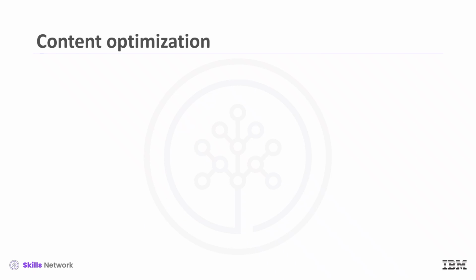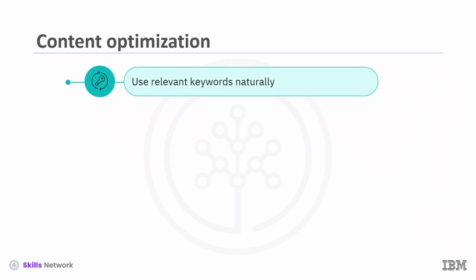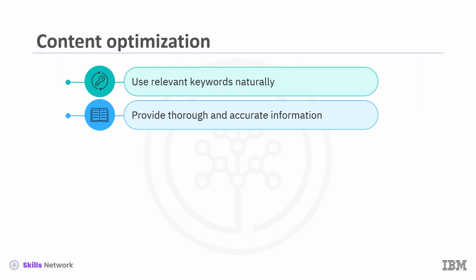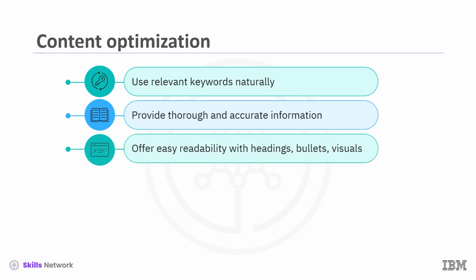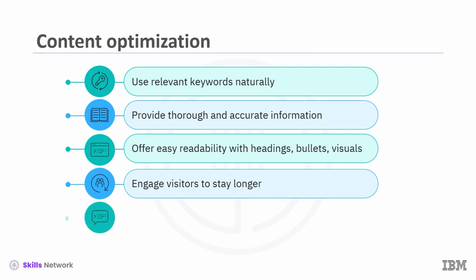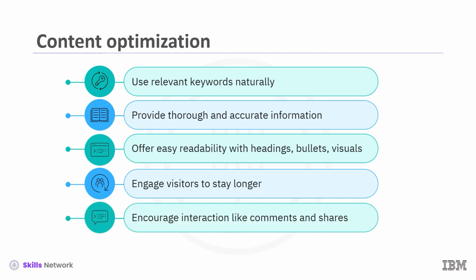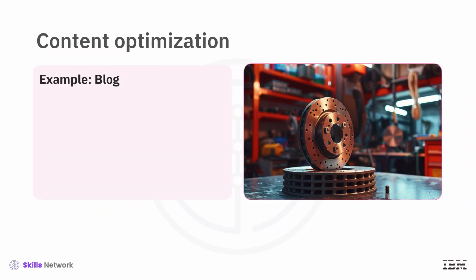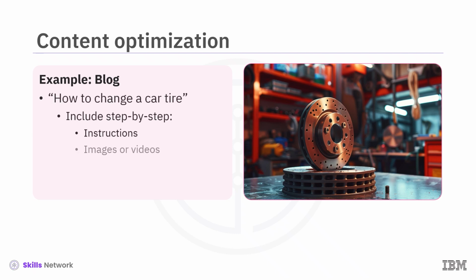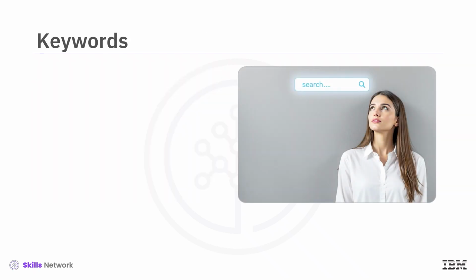Content optimization. Content is king, but it's not just about writing, it's about writing well. Make sure your content uses relevant keywords naturally, provides thorough and accurate information, is easy to read with headings, bullet points, and visuals, keeps visitors engaged so they stay longer, and encourages interaction, like comments and shares. For example, a blog about how to change a car tire should include step-by-step instructions, images or videos, safety tips, and FAQs.